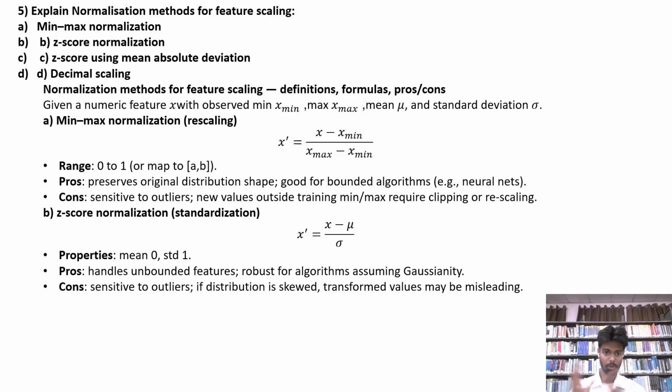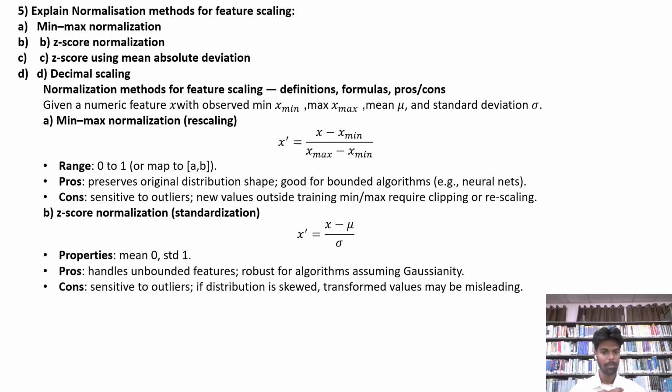Question five: explain normalization methods for feature scaling. With the first one, minimum and maximum normalization. B, Z-score normalization. C, Z-score using mean absolute deviation. And D, decimal scaling. Normalization methods for feature scaling, definitions, formulas, pros and cons are given in the answer. Given a numerical feature x with the observed minimum x min, maximum x max, the mean as mu, and standard deviation as sigma.